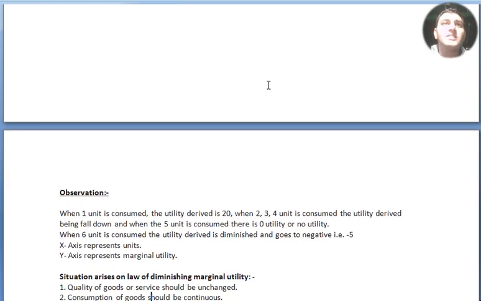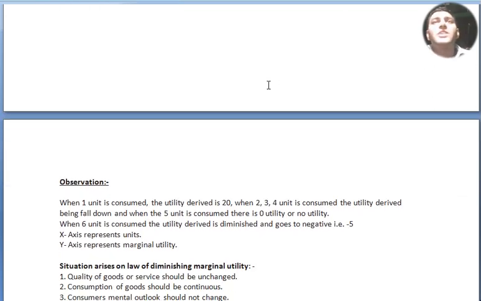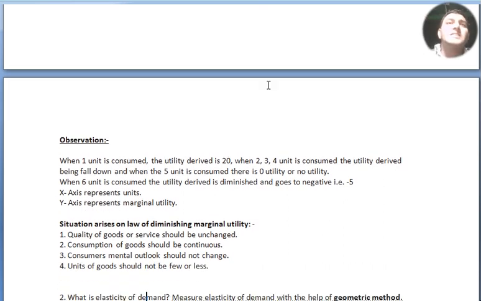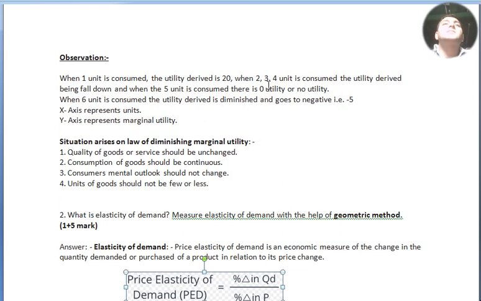Okay, observation: when 1 unit is consumed the utility derived is 20. When 2, 3, 4 units are consumed the utility derived falls down, and when the 5th unit is consumed there is 0 utility or no utility. When the 6th unit is consumed the utility derived diminishes and goes to negative, that is -5. X-axis represents units, Y-axis represents marginal utility. Situation arises on law of diminishing marginal utility.